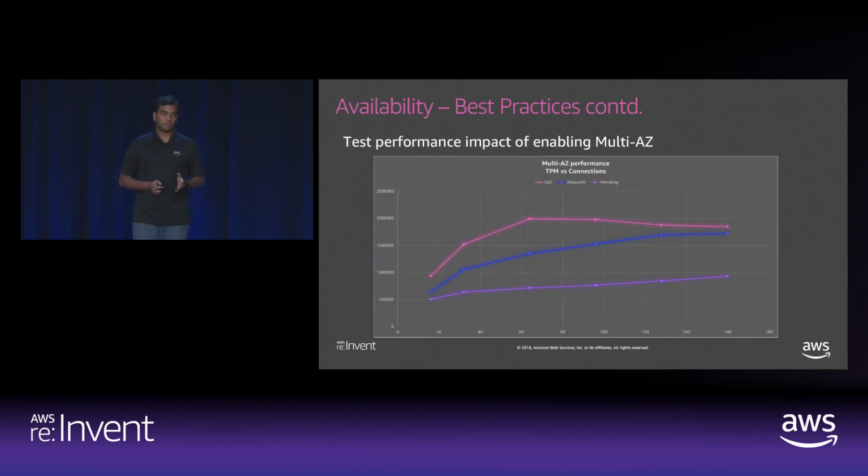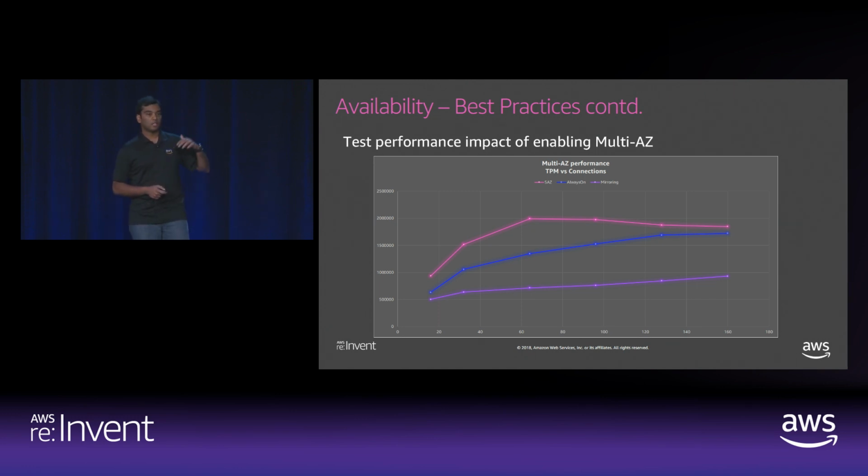Another very important aspect with availability is to make sure you test your performance before enabling multi-AZ. When you have multi-AZ enabled, we are doing a synchronous write across the network to a different availability zone. That means your write transactions are going to see increased latency. Now, this is a write-intensive workload, to show you how much of an impact you might see. If you have an OLTP workload with 90% read and 10% write, then this is not what you will see. You will see all these three lines much closer.